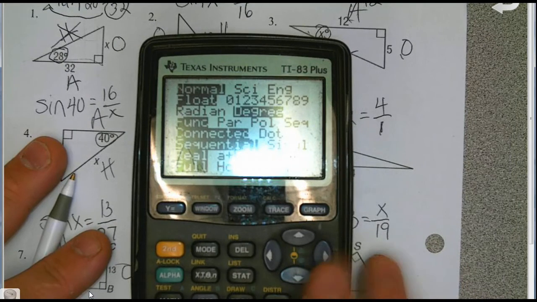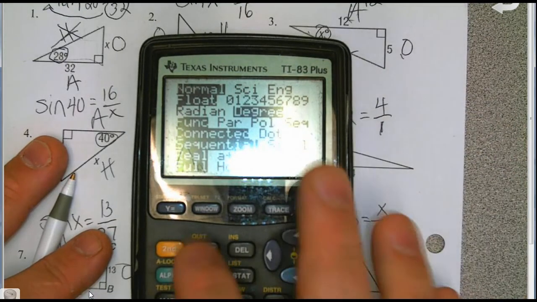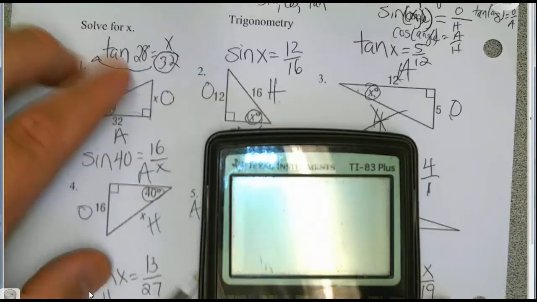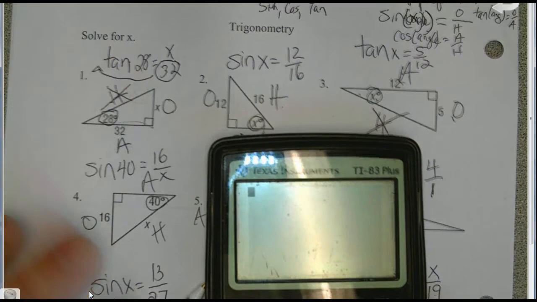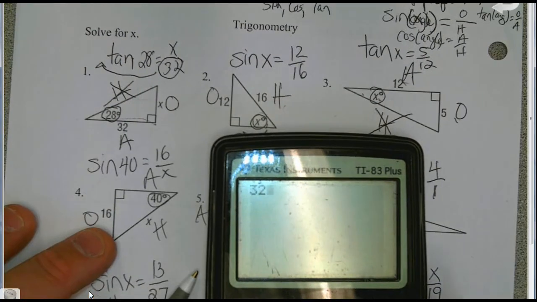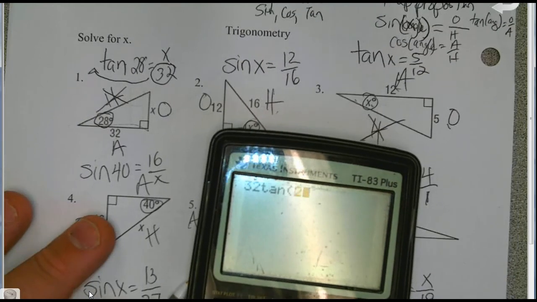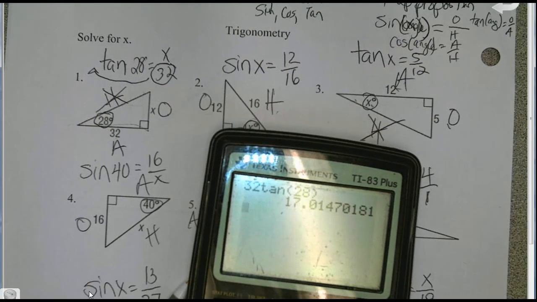And then once our calculator is on, we want to make sure it's in the right mode, just like we talked about before. It's in degrees. And so, like I said, we're going to do 32 times the tangent of 28. So 32 times the tangent of 28.